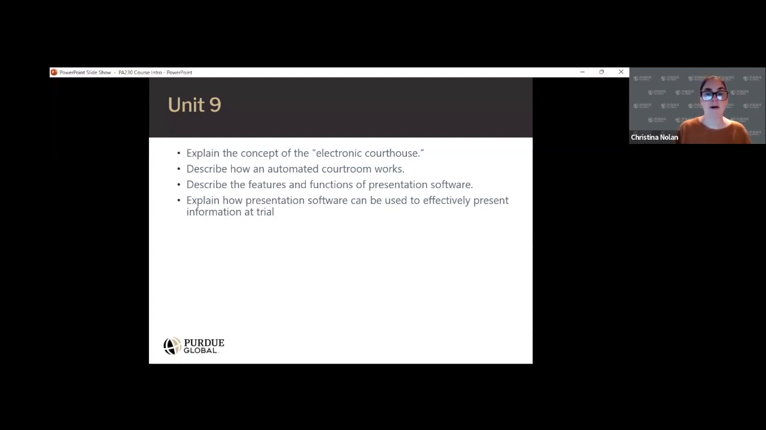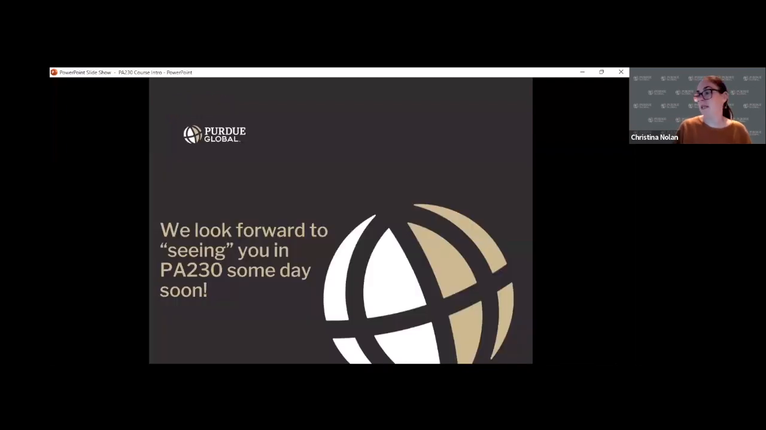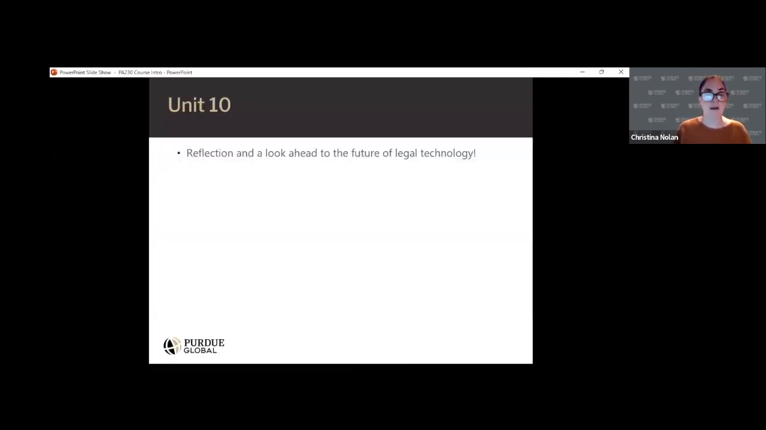Presentation software. How do you do a trial presentation? We're just going to start looking at that. And you'll be able to look at how it's important and how it helps the legal team effectively present their case. And then Unit 10, we're going to reflect on what we've learned, but also look ahead to what kinds of legal technologies are out there. This might again be another occasion to speak of AI or any other new developments in legal and courtroom technology.